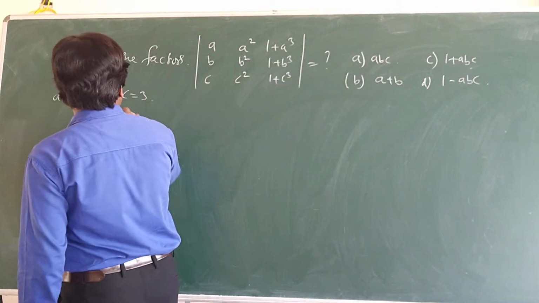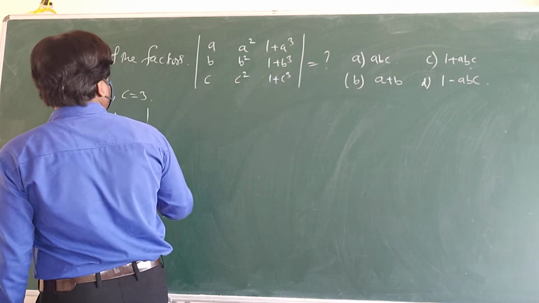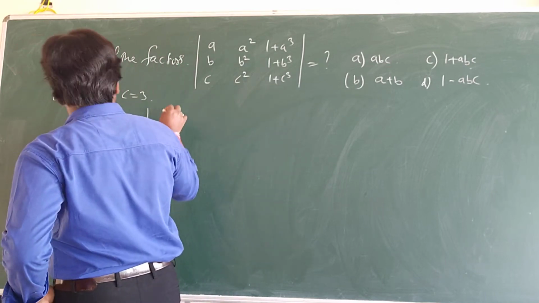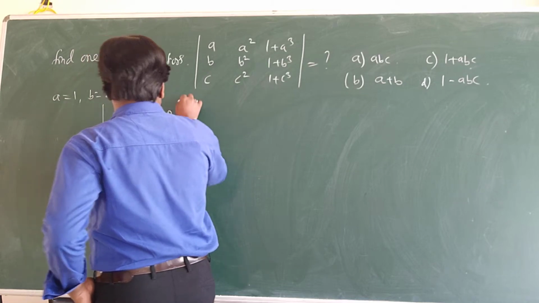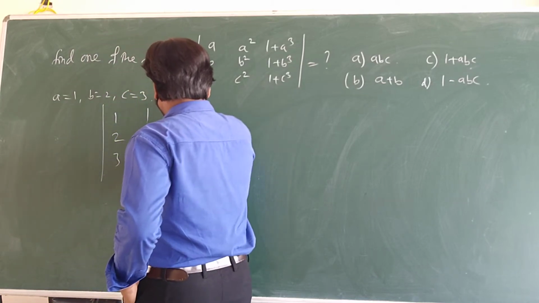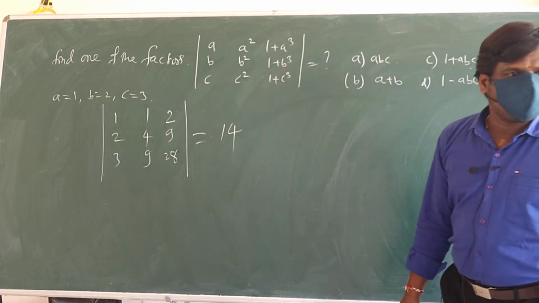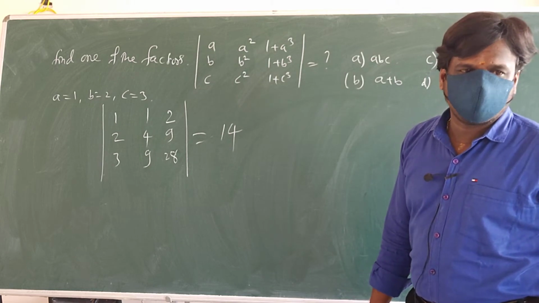If you substitute this, what do you get here? You will get 1, 2, 3; 1, 4, 9; 2, 9, 28. So the determinant of this you get is 14.